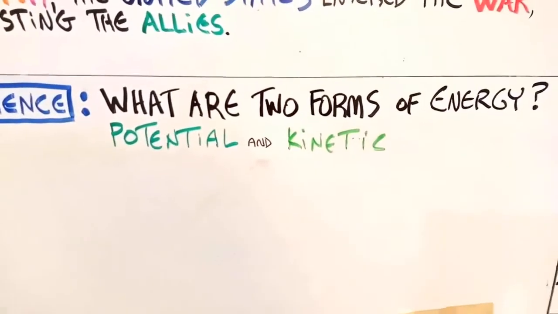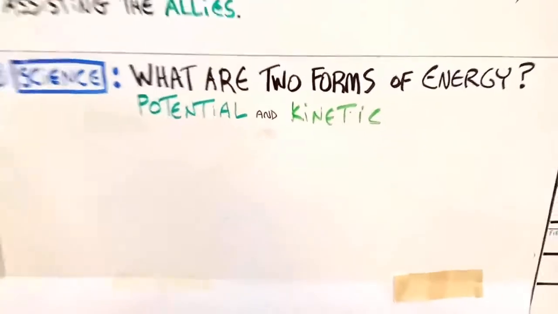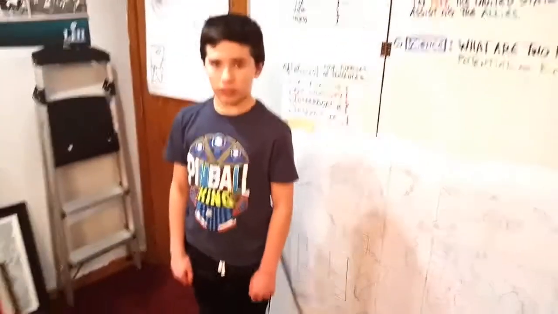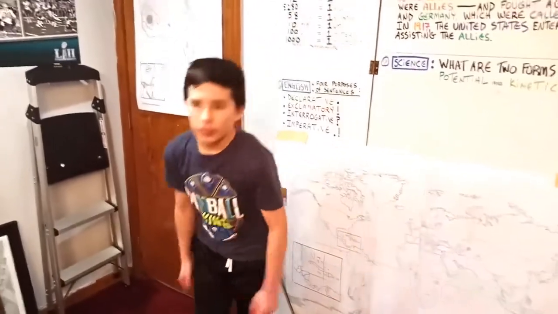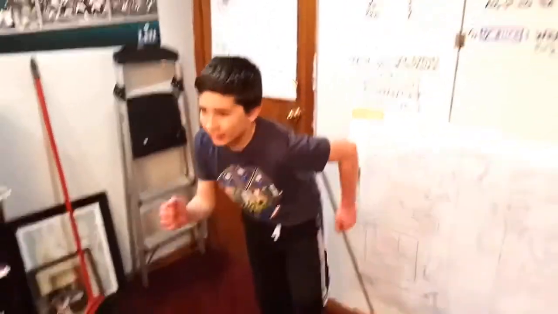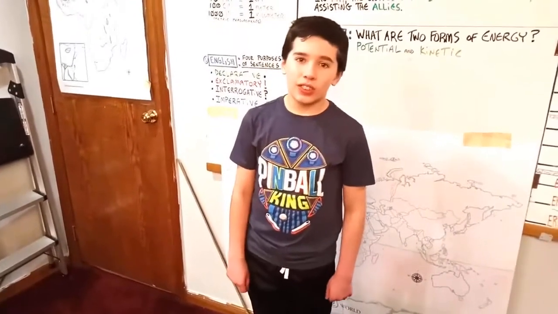What are two forms of energy? And that's potential and kinetic. So here we go. What are two forms of energy? Two forms of energy are potential, kinetic. What are two forms of energy? Two forms of energy are potential, kinetic.